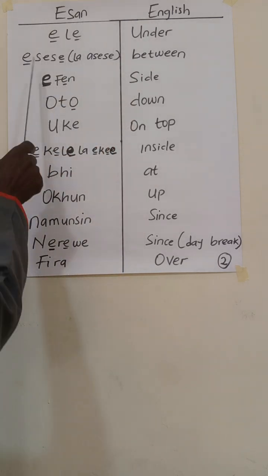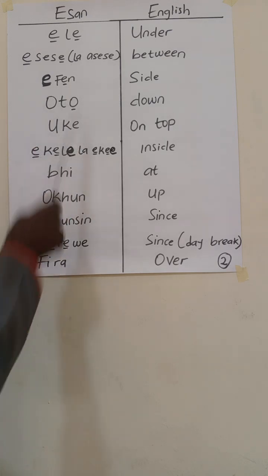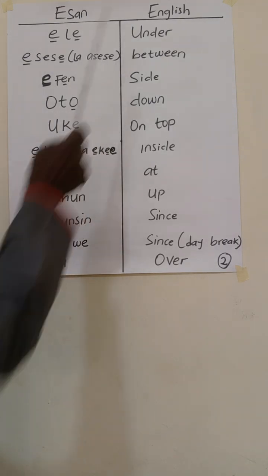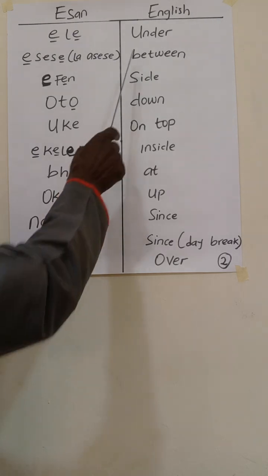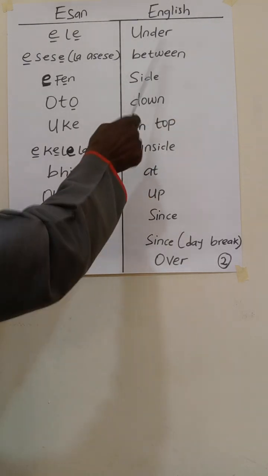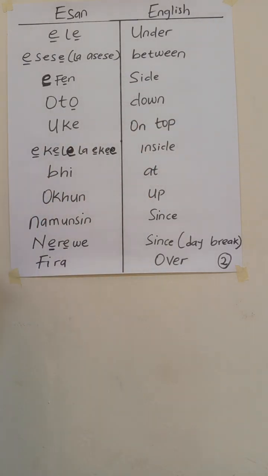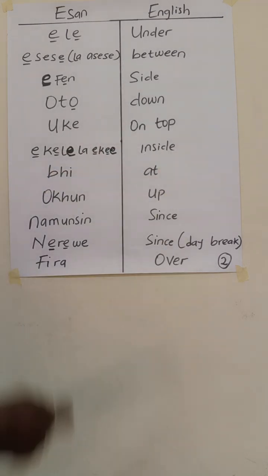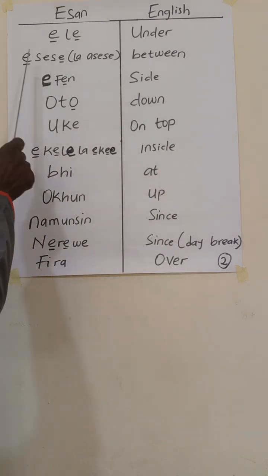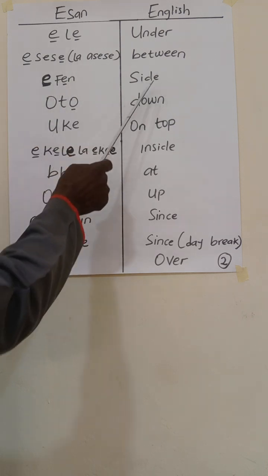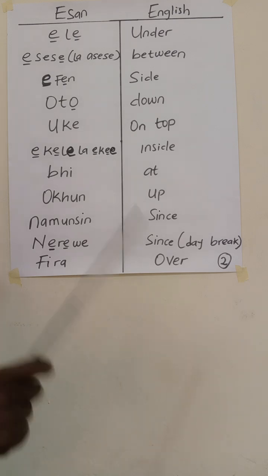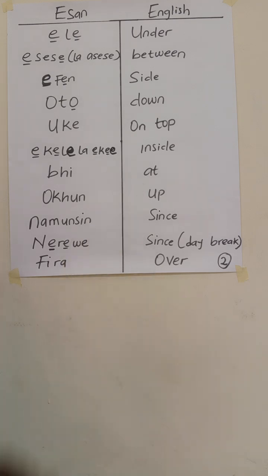The next one is esese. Esese, or adese, or asese. Between is called esese. Some people call it adese. Some people call it asese. But however, the main thing that is common is esese, between. The book is between the table and the chair.